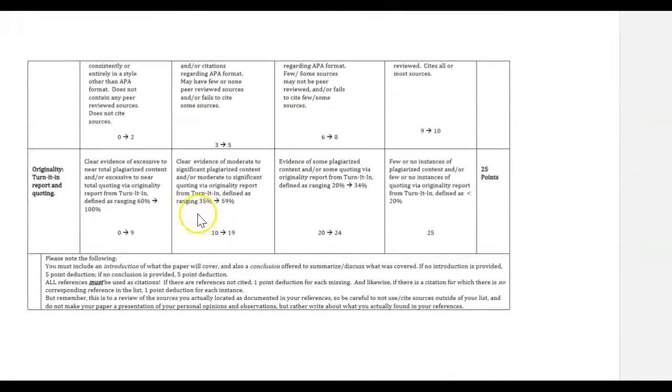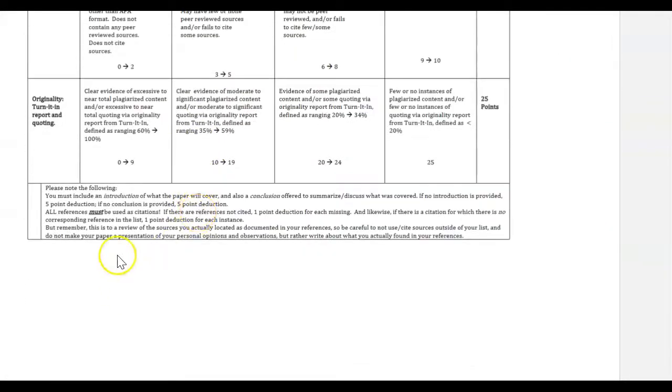At the very bottom of the rubric, I've just got a few extra notes. Make sure you have an introduction and a conclusion. Also, all of your references must be used as a citation. So if you have references you don't cite, there's deductions for that. And likewise, you don't want to have citations for sources that you don't have in your references. This is supposed to be a literature review of the sources you actually found, so make sure that's what you write about and don't write about things you don't have in your list of references.